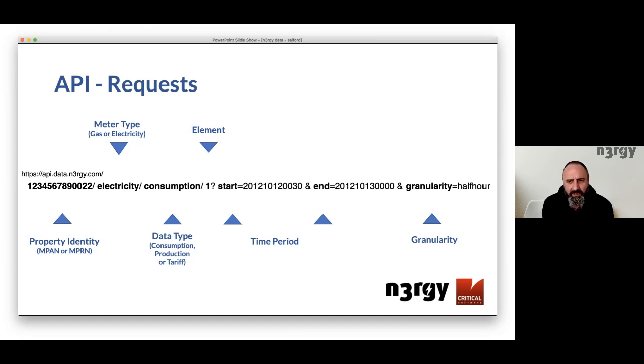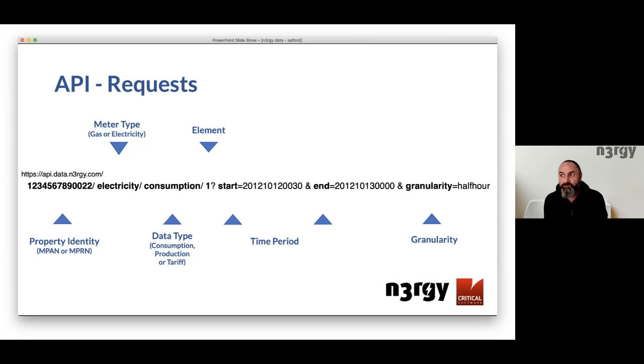The first parameter is the meter type, gas or electricity. The next parameter is the data type: consumption, production, or tariff are the options in that area. The fourth parameter is the element. With the vast majority of domestic properties, they have single phase meters, therefore there is only one element.